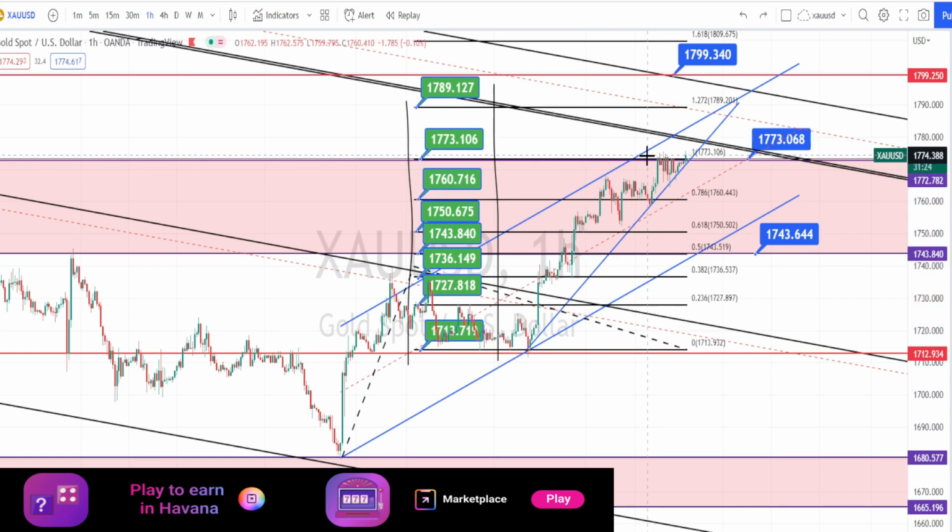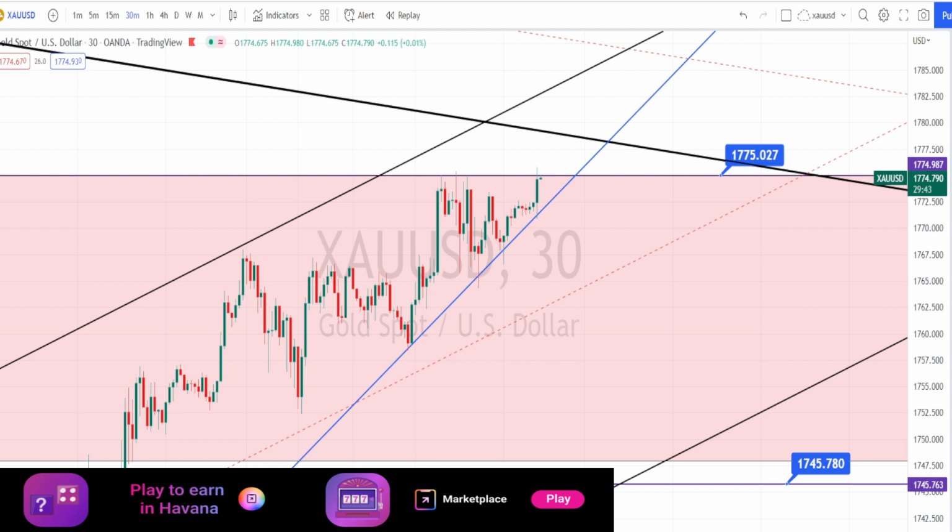Let us do the analysis in 30 minutes time frame. I'm in 30 minutes time frame now. When we look at the price action in 30 minutes time frame also, it is in a very strong bullish trend, and currently it is taking support on the hourly time frame trend line or the support line.